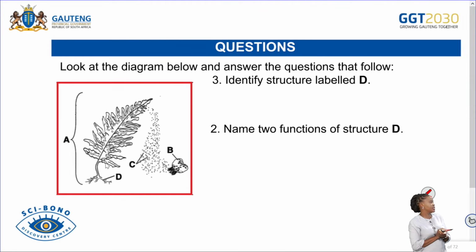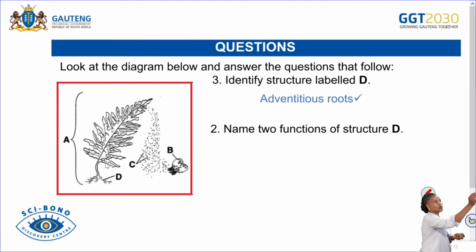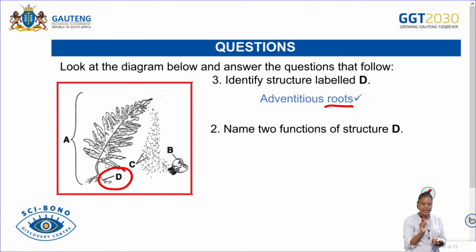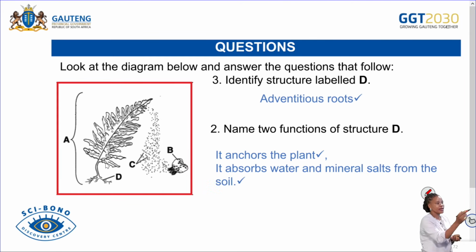Identify the structure labeled D. Where is D? Here is D. What is D? D is our adventitious roots, or D is the root. It is not the rhizoids. Name two functions of structure D. In other words, they need you to name two functions of the adventitious roots. The first function, we all know, is to anchor the plant firmly in the soil. That is a tick for that. And it also absorbs water and mineral salts from the soil. So grade 11s, these are free marks that you cannot lose. Please make it a point that you grab all the marks.